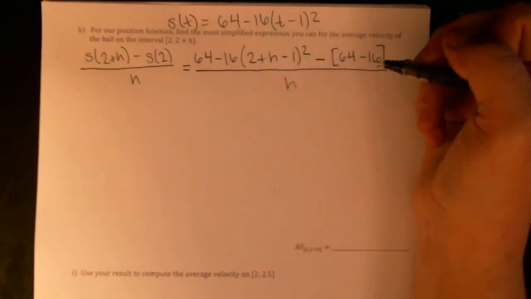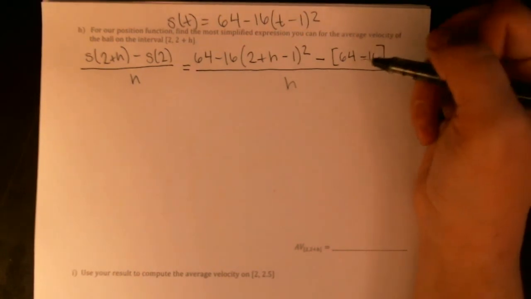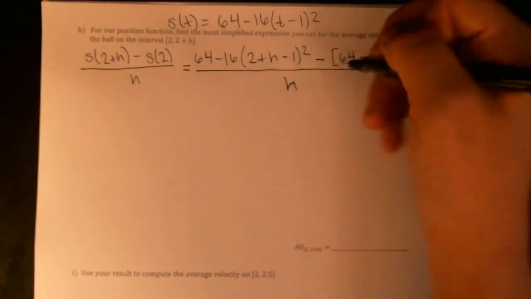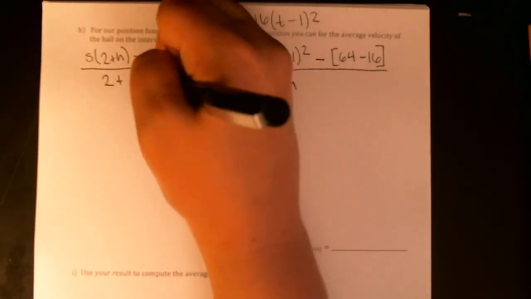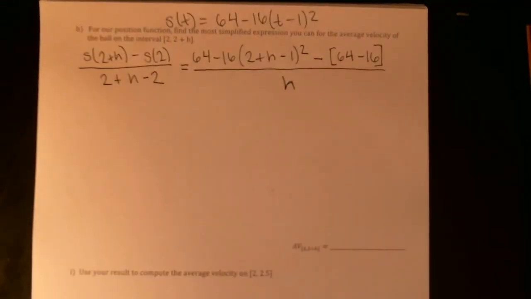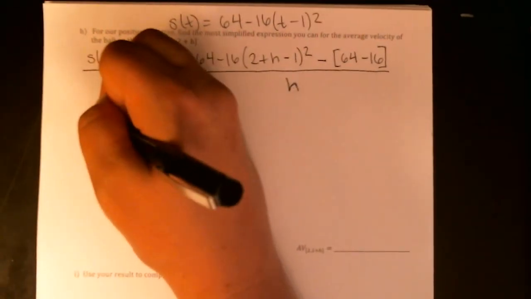Oh, and I maybe got a little bit ahead of myself here. I just jumped right to that h because I know where I'm headed. But really what happened was we had a 2 plus h minus a 2. And that left us with the h. Okay, so let's start simplifying.